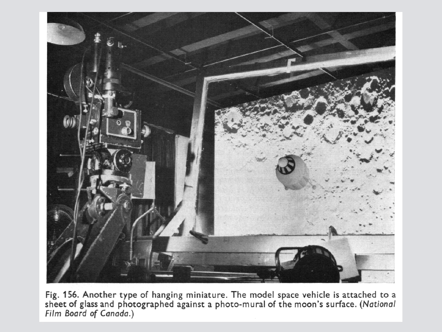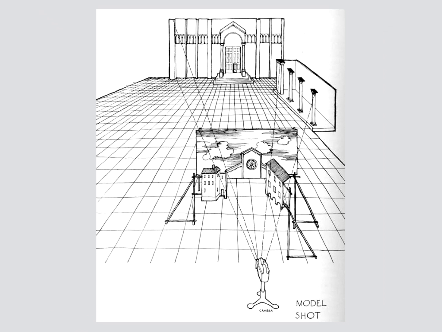Another example of a hanging miniature. This uses a model placed on a sheet of glass that can move towards or away from the camera to simulate the space landing. Another illustration of a hanging miniature. And of course, the actors would be in the rear of the set, far away from the camera, and the miniature elements up close.